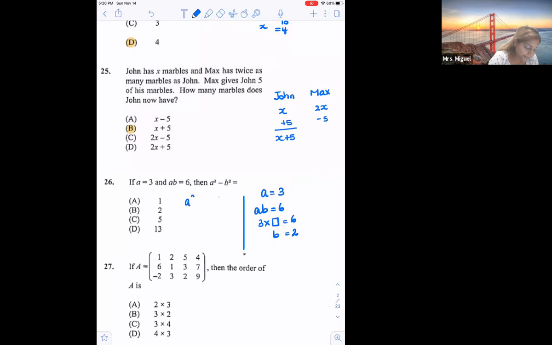So a squared minus b squared. 3 squared minus 2 squared. 9 minus 4. The answer is 5.